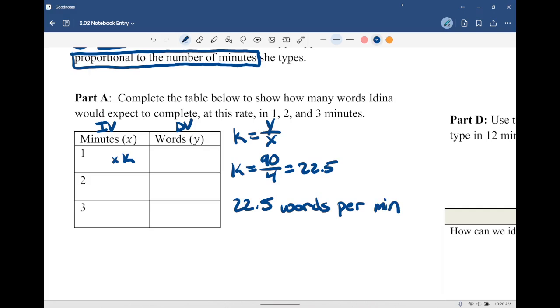And so this is what I'm going to multiply by, right? Once I divide y over x, that's what I'm actually going to use to multiply against everything else in this table. So it's really times 22.5. 2 times 22.5 should give me what? Put it in the calculator. When you've got it, just say it. 45, thank you. And then 3 times 22.5, again, when you've got it, say it. 67.5. And so now I can actually go through and find any word length based on the time that she's been typing.